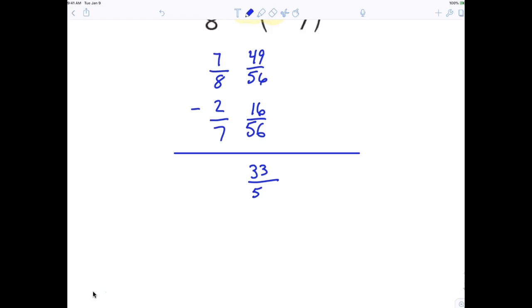33 over 56. Safe to say we can't reduce that? Yeah, because 33 is 3 times 11, and 3 doesn't go into 56, and 11 doesn't go into 56. Yes?